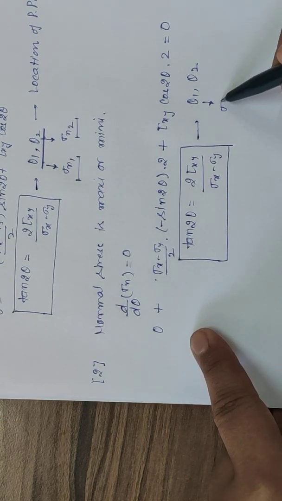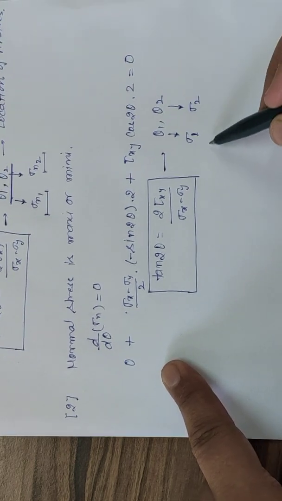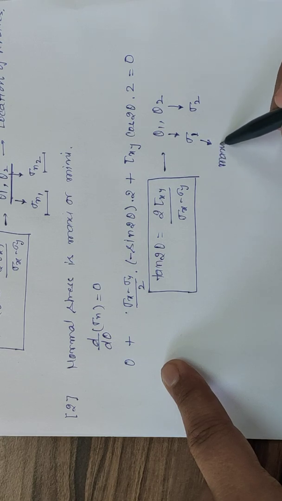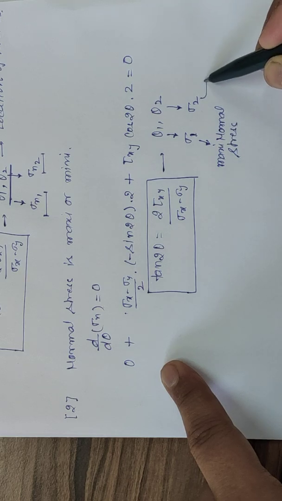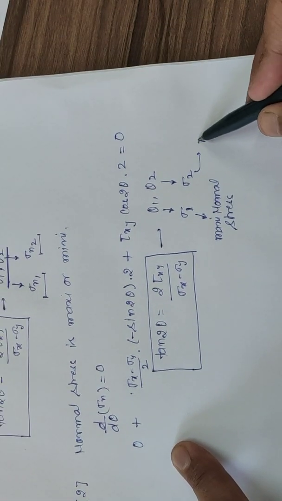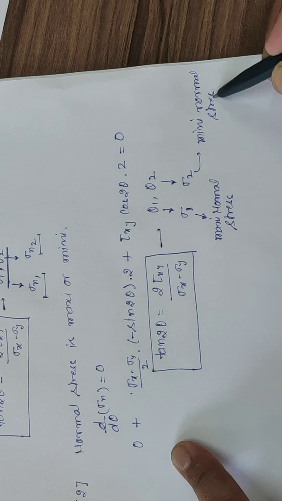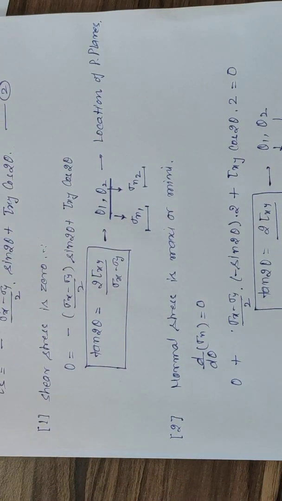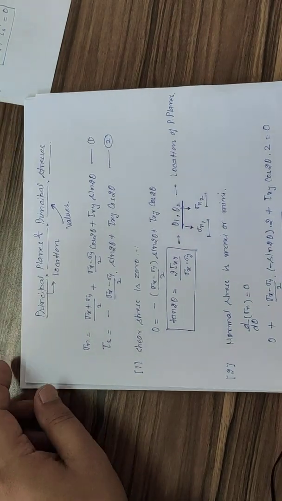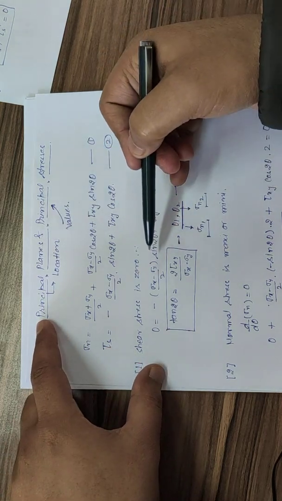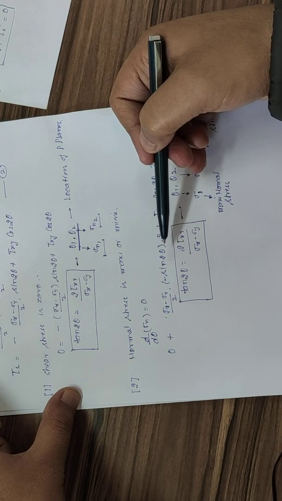Corresponding to theta 1 we will have sigma 1, and corresponding to theta 2 we will have sigma 2. Here we will have the maximum normal stress, and here we will have the minimum normal stress. So from here we can conclude that the principal planes are those planes on which shear stress is 0, or the normal stress is maximum or minimum.